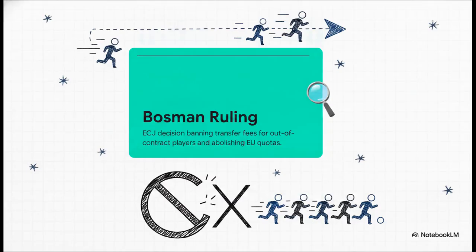5 years later, in December of 1995, the European Court of Justice delivered the Bosman Ruling. The court declared that the old transfer system was actually a direct violation of the European Union's fundamental principle, the free movement of workers. So they banned transfer fees for out-of-contract players moving within the EU. And then they went a step further. They completely abolished the quotas that restricted the number of foreign EU nationals a team could field. Just like that, the borders were open and the players were finally free.